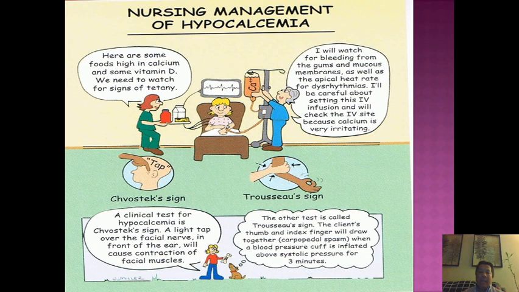This is what I was telling you earlier about Chvostek's sign and Trousseau sign. Trousseau sign is involuntary flexion of the wrist and spasms and tingling sensation in response to compressing the arm or the brachial artery.